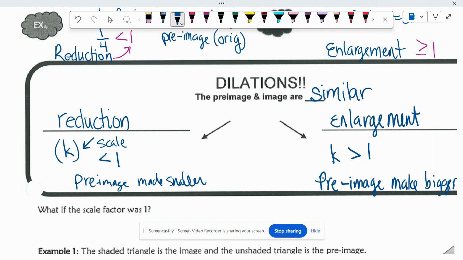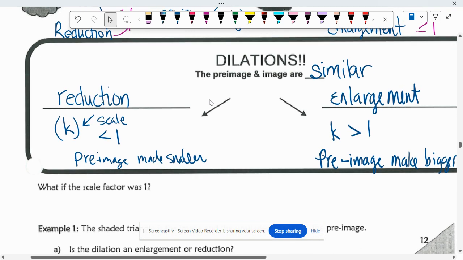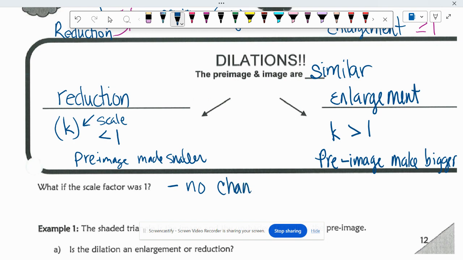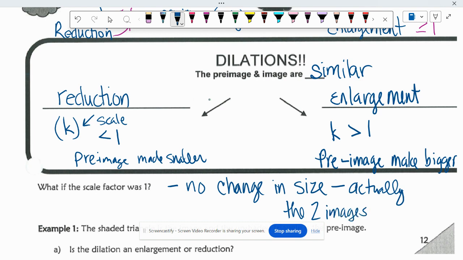So what if the scale factor was 1? That's what it says down below there. What if the scale factor is 1? We didn't talk about that. It doesn't change. Yeah, it stays the same. It stays exactly the same. So there is no change in the size. And actually, if that's the case, the two images are congruent. So if you don't change the size at all, then the two images are going to be congruent. If you have a scale factor of 1, that just means keep it the same.